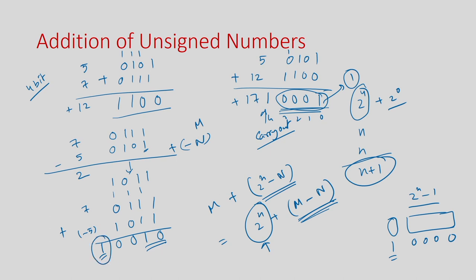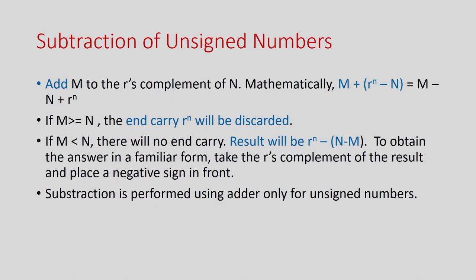So you are doing a subtraction m minus n, you take the 2's complement of n and then you add it, and you will get r to the power n, which is a carry. This is when m is greater than n, because your result will be positive. Okay, so this part I covered.